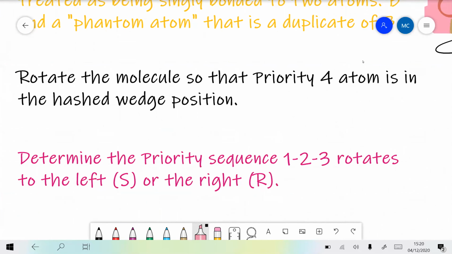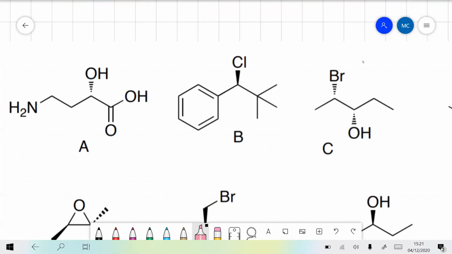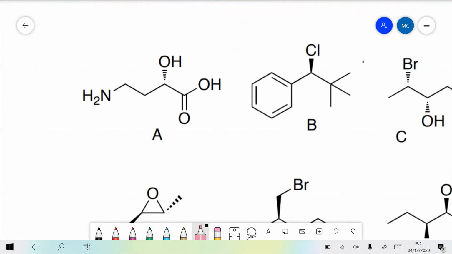Rotate the molecule so that the lowest priority is at the back, and then see whether it's going to be R or S. Okay? If 1, 2, 3 are rotating to the left, it will be S. To the right, it will be R. So let's actually jump into a few examples.